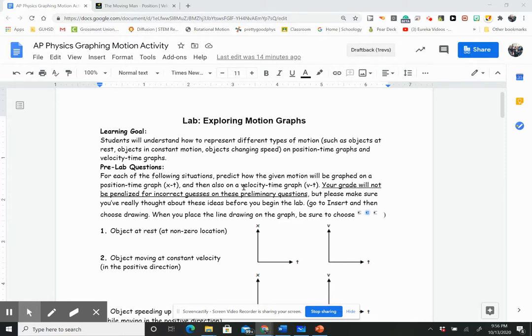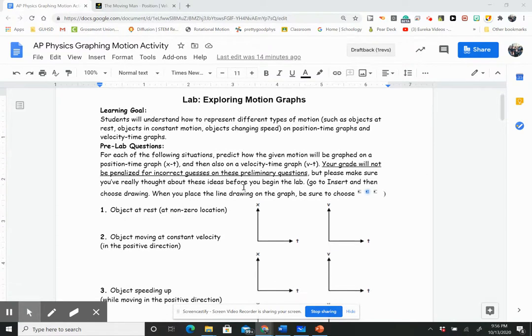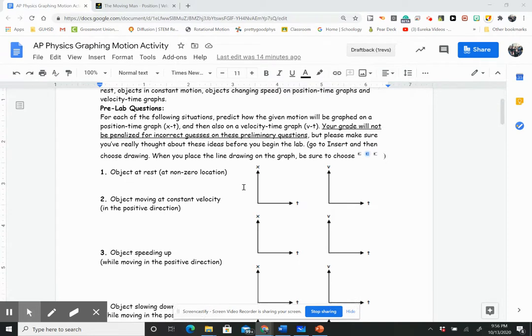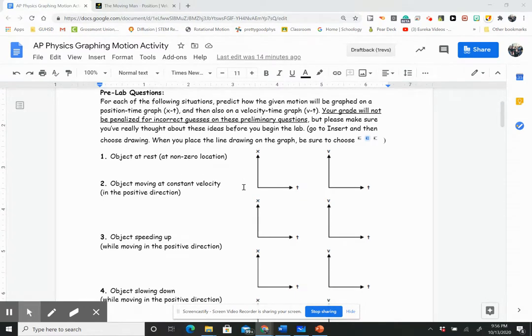When you're looking at this lab activity, the very first thing that you're going to do is make some predictions. For each of the following situations, predict how the given motion will be graphed on a position versus time graph, and then also do a velocity versus time graph.